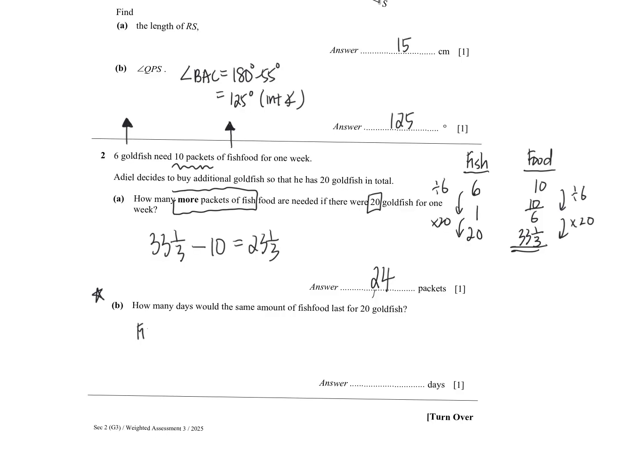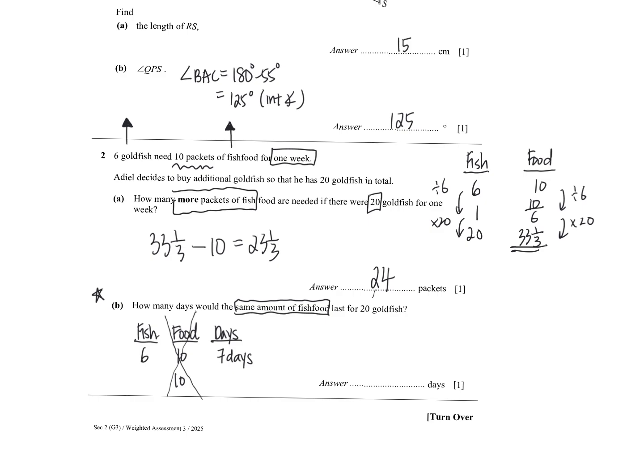So it's fish food, fish, and days. 3 quantities now. So what we know is 6 goldfish need 10 packets for 1 week. So that means it is for 7 days. So the question has now changed. It says if it is the same amount of fish food, that means I don't touch this now. Same. We are fixing it at 10 packets. Okay? How long can it last?